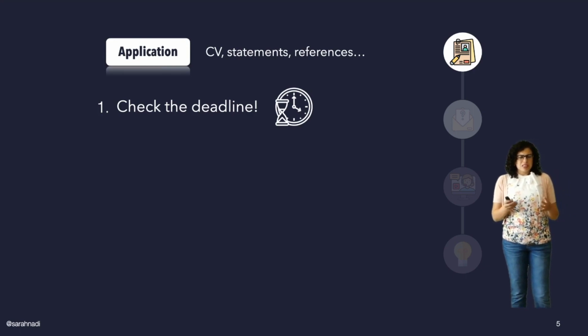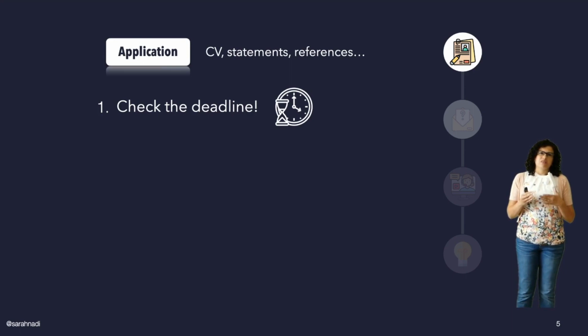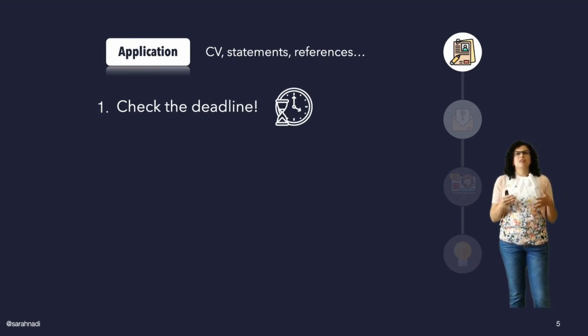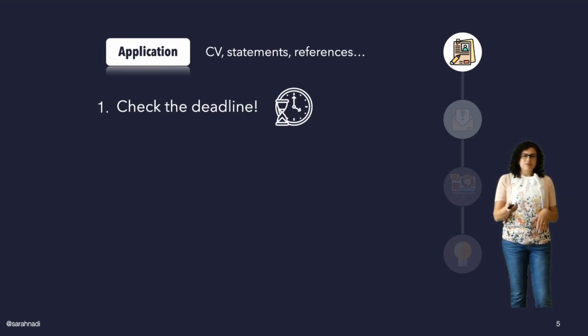Once you figure out the deadlines and the system, if you're, for example, in Europe and applying directly to a professor, there's still going to be a deadline. It might not be the university deadline, but they'll still have a deadline by which they want applications.